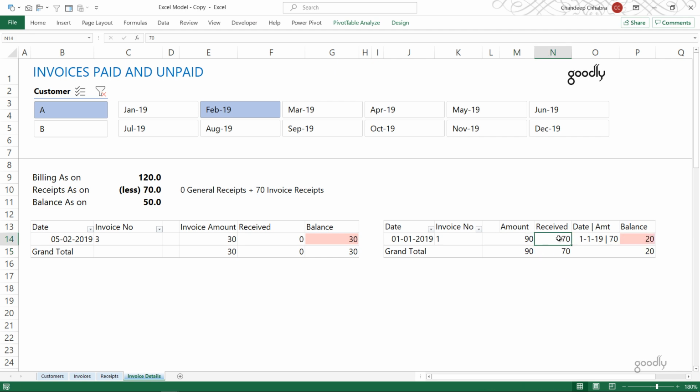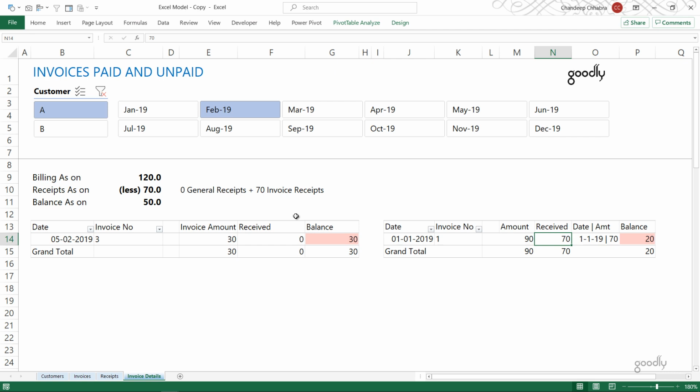Amount was 90, received was 70 on the 1st of Jan, and there is still balance pending. So the tick mark has gone. This invoice is still not clear. So everything which is paid against a specific invoice gets collected here. All the general invoices and the lump sum payments just get collected here. Now that is what the dashboard is all about.